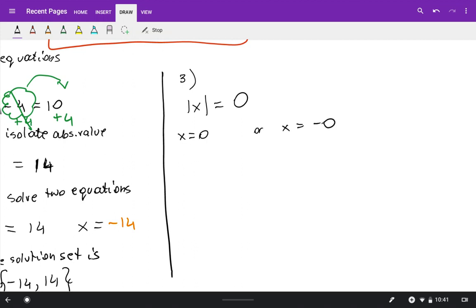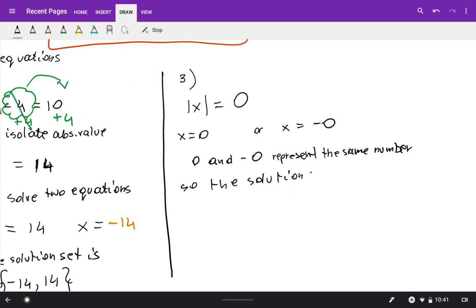equals negative 0. To be honest, there's nothing such as negative 0. So 0 and negative 0 represent the same number. So the solution set is just 0. Don't put negative 0.